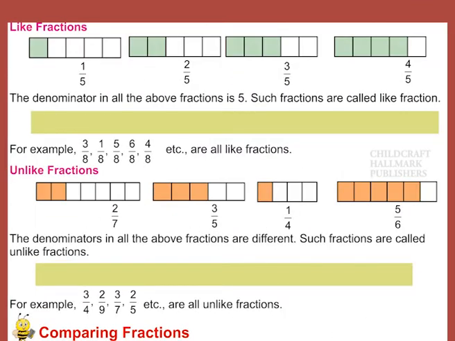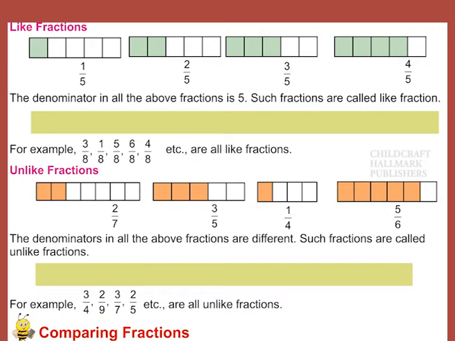Like fractions: 1 by 5, 2 by 5, 3 by 5, 4 by 5. The denominator in all the above fractions is 5. Such fractions are called like fractions. Fractions having the same numeral as denominator are called like fractions. For example, 3 by 8, 1 by 8, 5 by 8, 6 by 8, 4 by 8, etc. are all like fractions.